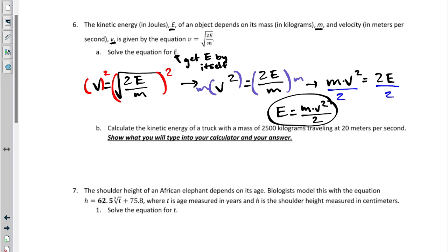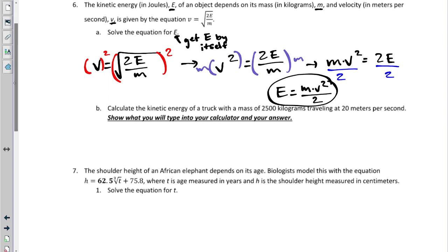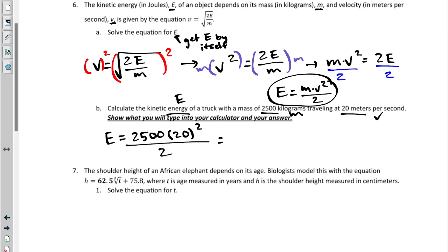So then if you were given a question like B, calculate the kinetic energy, calculate E of a truck with a mass of 2,500 kilograms traveling at 20 meters per second. Well, I know that this thing is M, this thing is V. We're solving for E. Then we would just type this into our calculator. E equals mass, which is 2,500, times 20 squared for the velocity, and then divided by 2. And then I'll get this.